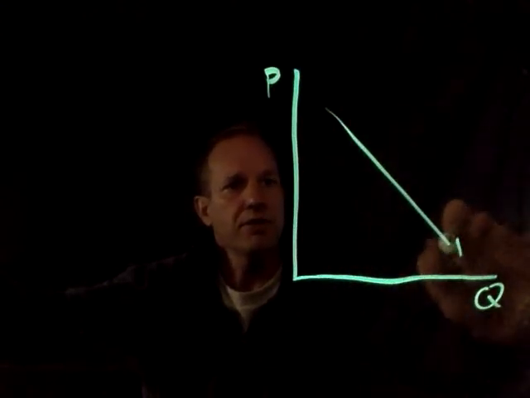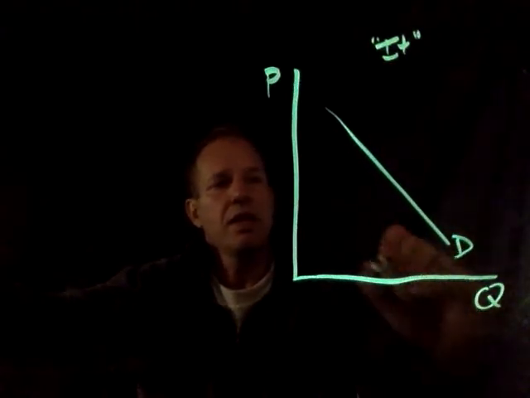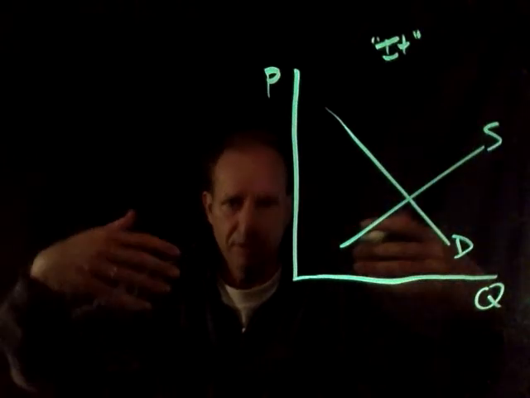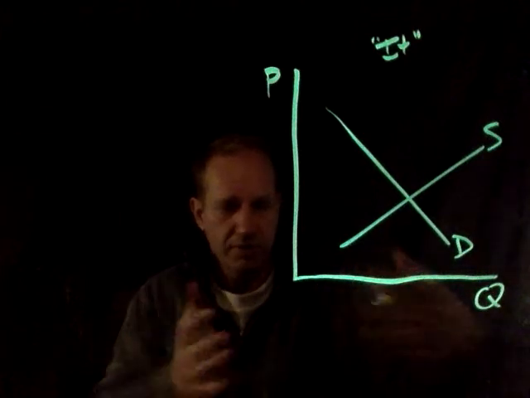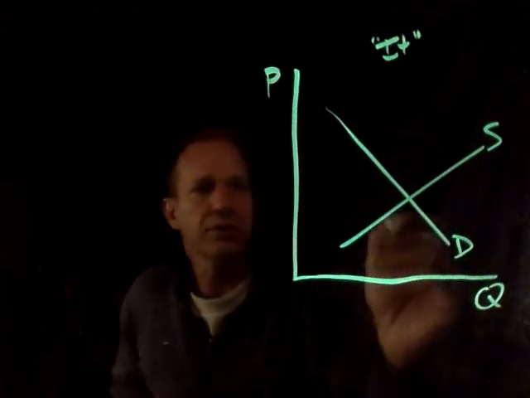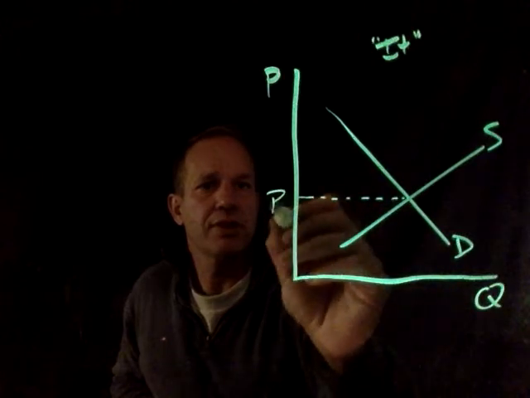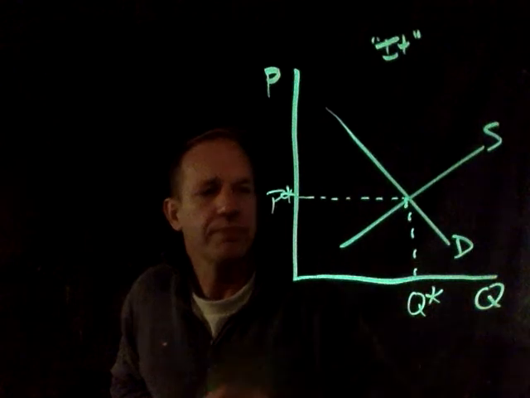There's the demand for this good, whatever it is. And there's the free market supply curve, which represents the sum of the marginal cost of each of the producers to produce this good, and that's the equilibrium price and the equilibrium quantity.